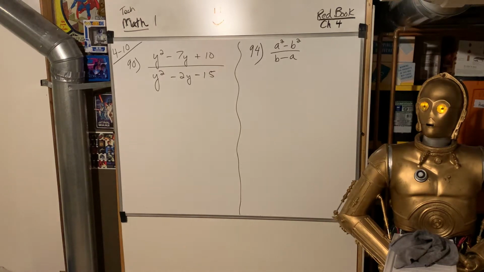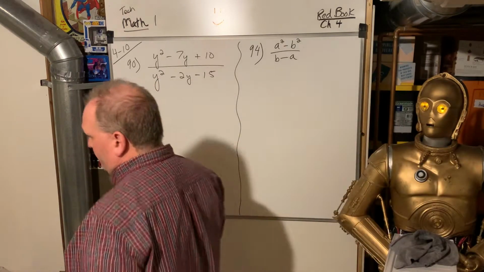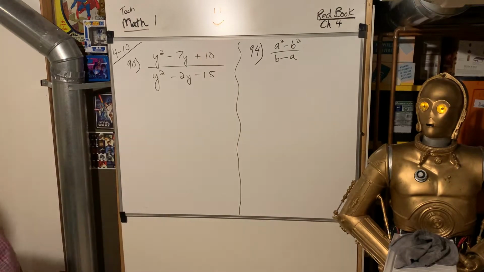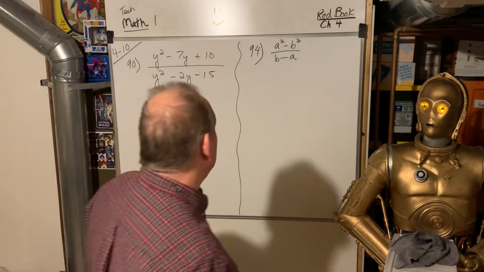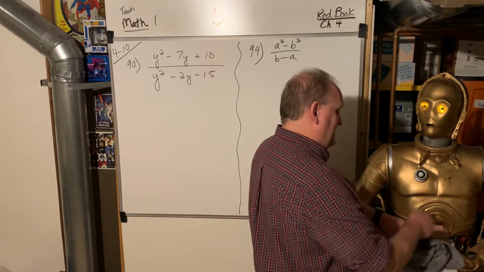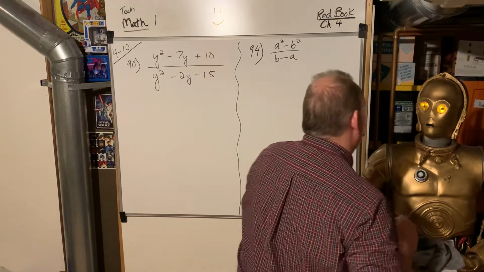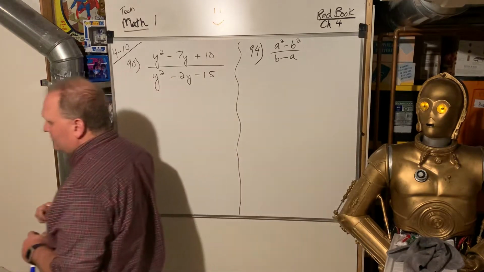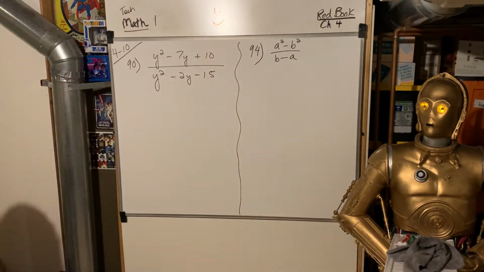Okay, we are back. This is Techmath1. We're in chapter 4 of the red book, and we're looking at 4.10, factoring with fractions. So this is just factor and cancel is the name of the game here.